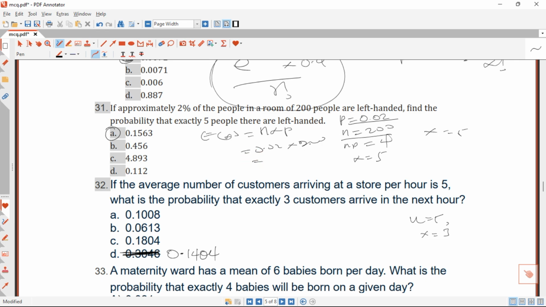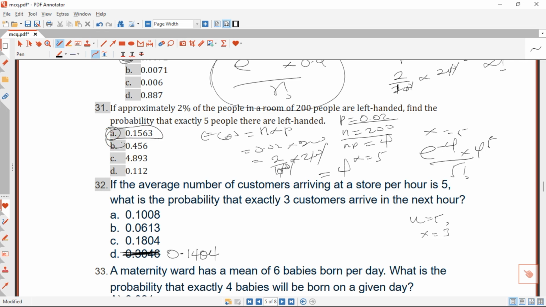So when you multiply this, you are going to get our answer. So let's do it. You are going to get 2 divided by 100, times our 200. This one will cancel that. We get our mu to be equal to 4, right? So you are going to get e raised to the power negative 4 times 4 raised to the power 5 divided by 5 factorial, and we are having our answer to be 0.1563. So that will be our final answer for this question.